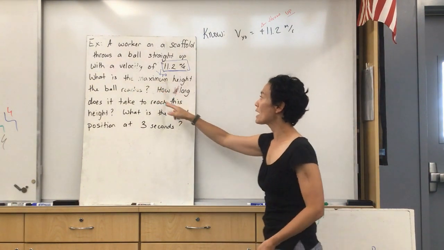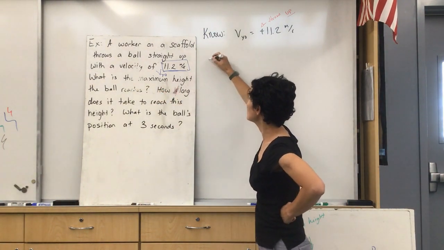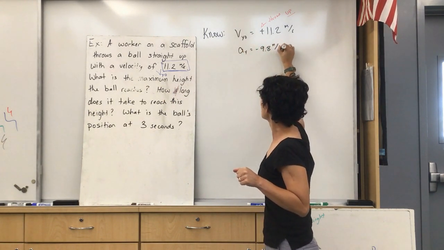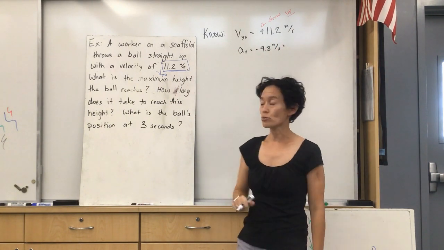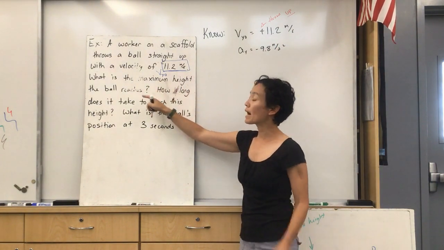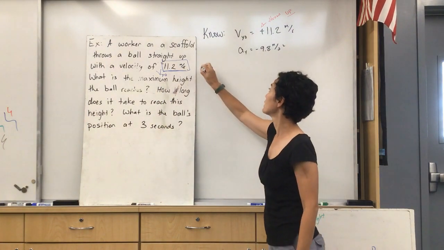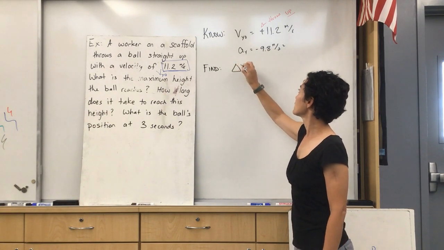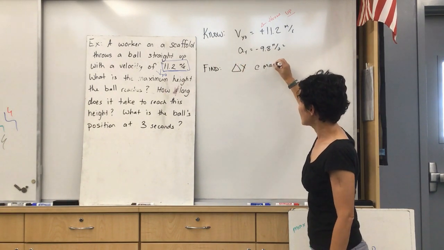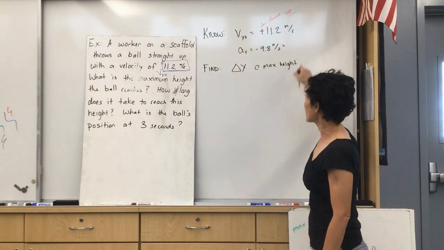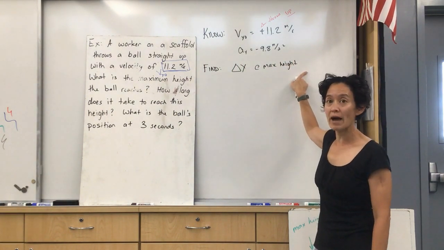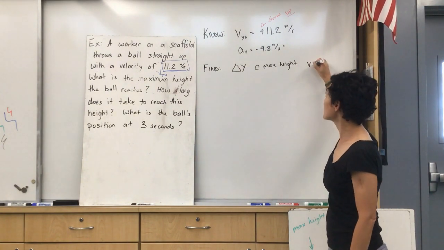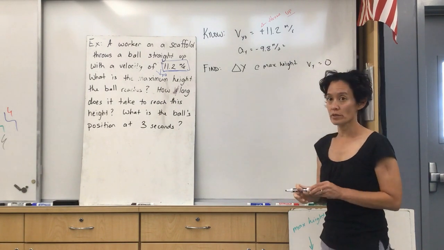What is the maximum height the ball reaches? We're trying to find, oh, there's something else I know. I always know gravity. Gravity is negative 9.8 meters per second squared. So the first thing I'm trying to find is the max height, so delta y at max height. Okay, that's a key phrase there, maximum height. I know that at maximum height the velocity is going to be 0. At max height, Vy is equal to 0.